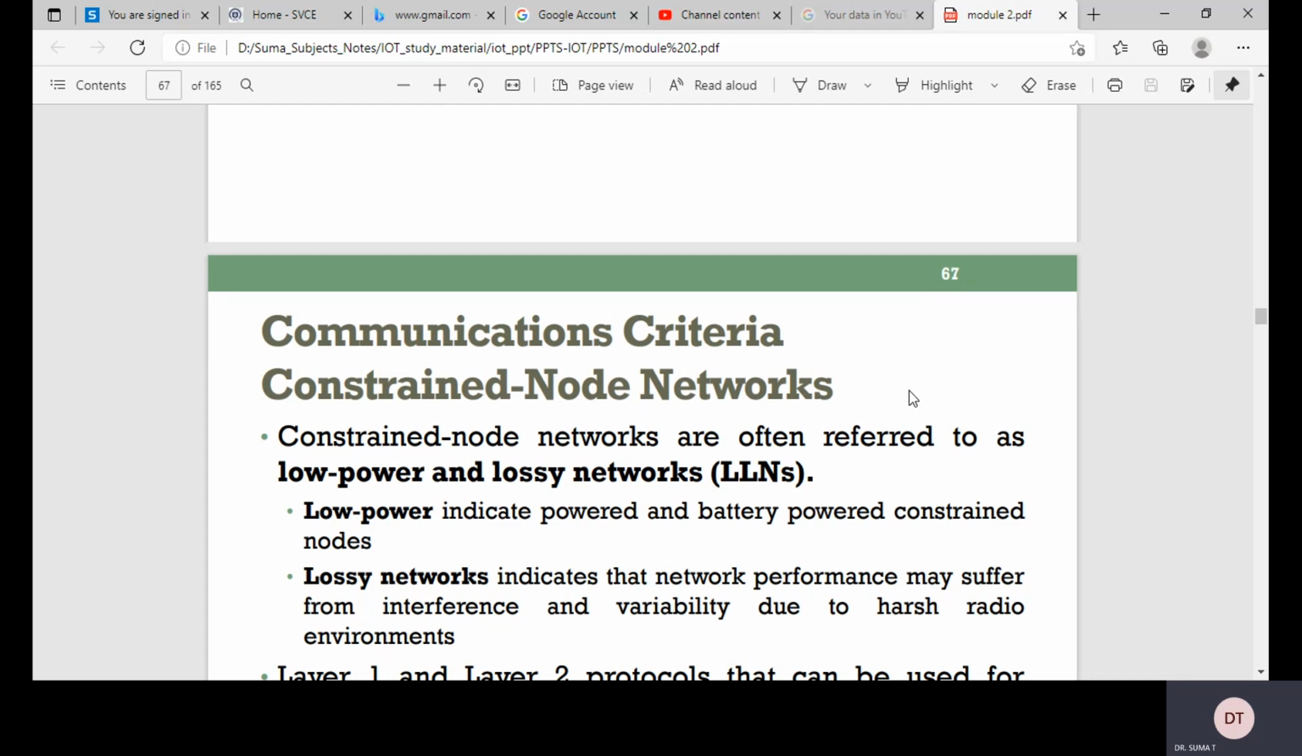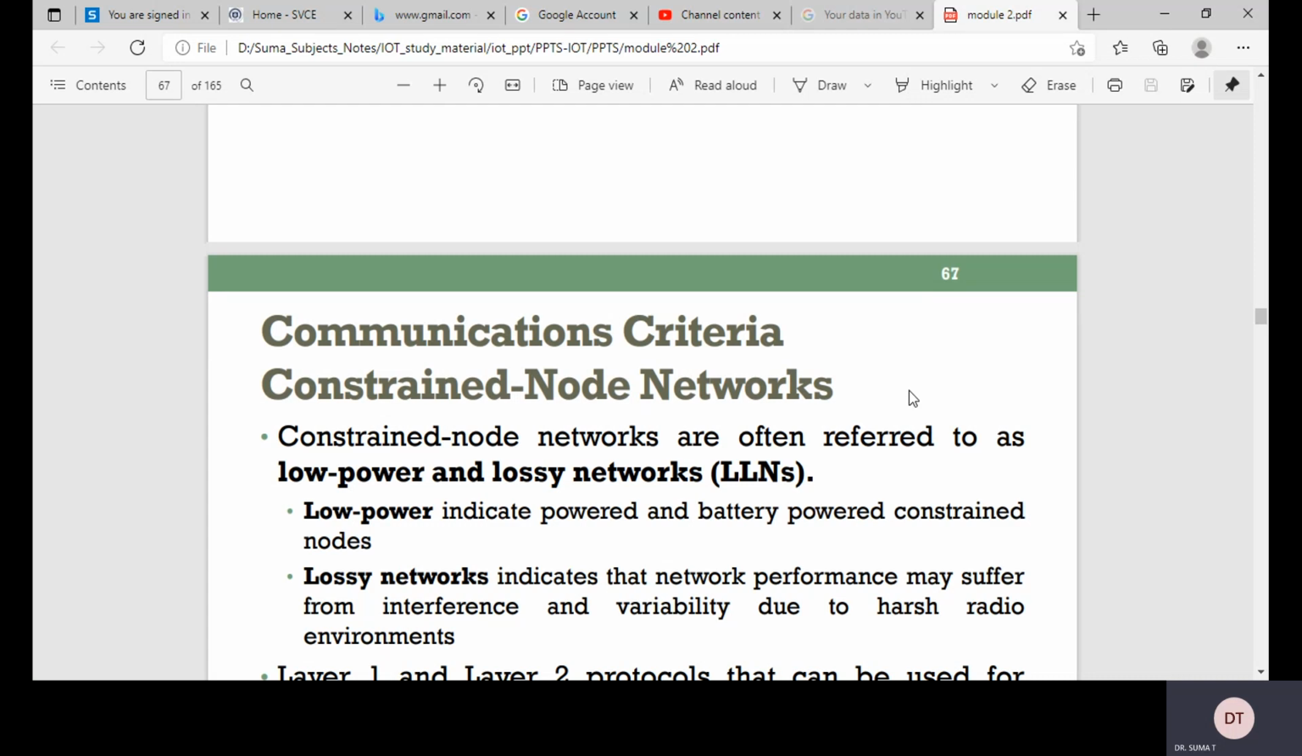Why do we call them low power and lossy networks? In the context of LLNs, it refers to the fact that nodes must cope with the requirements of both powered and battery powered constrained nodes, and lossy networks indicate that network performance may suffer from interference and variability due to harsh radio environments.